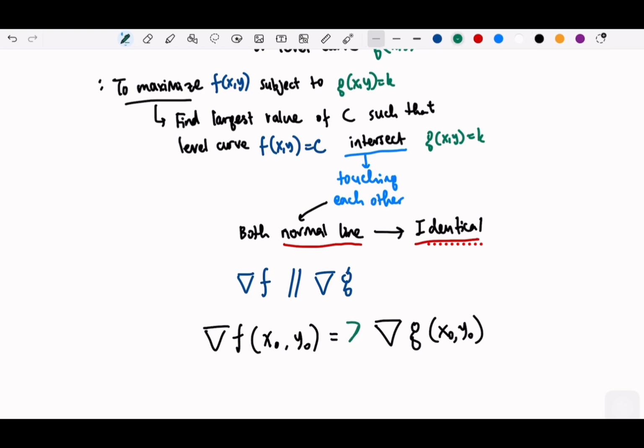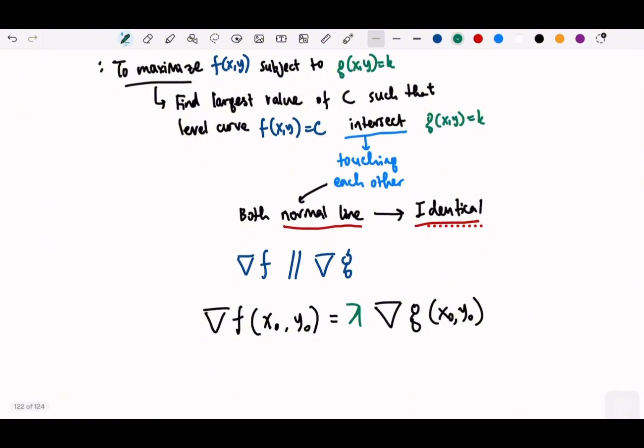So there will be some ratio or a number or scalar, which is what we call the Lagrange. Sometimes we write the Lagrange as lambda. So this is a Lagrange multiplier. So Lagrange is a scalar.